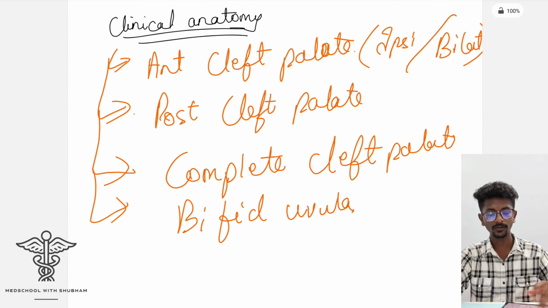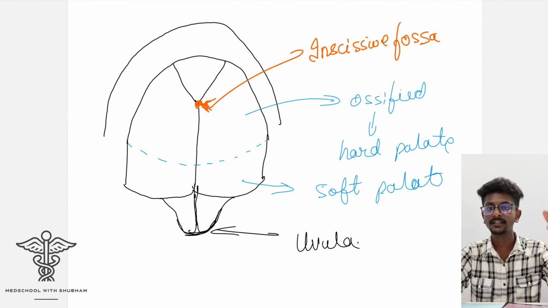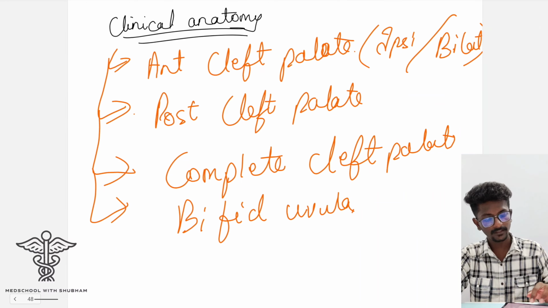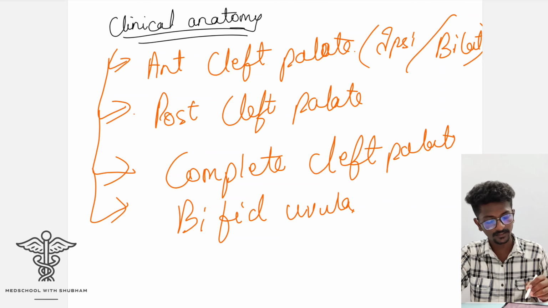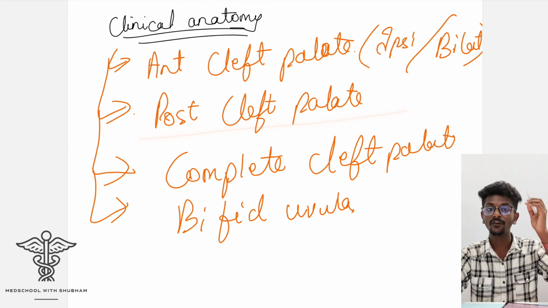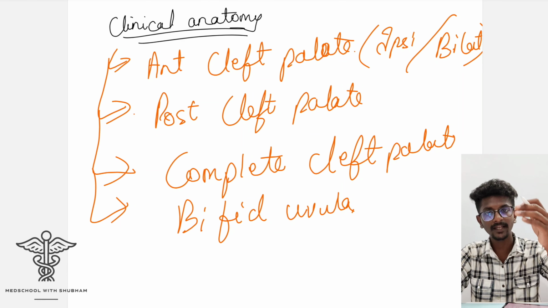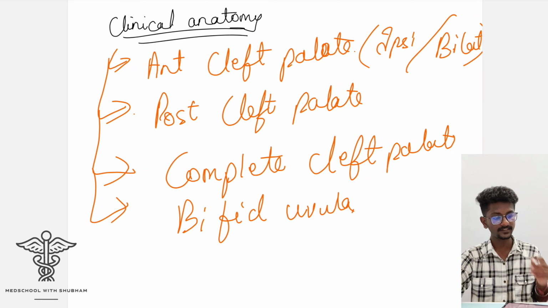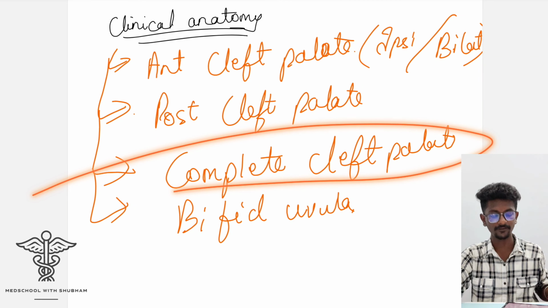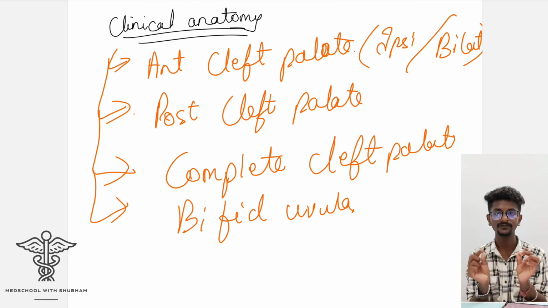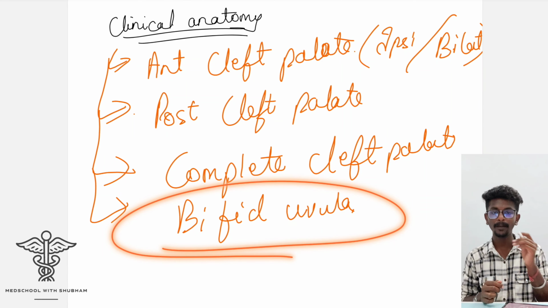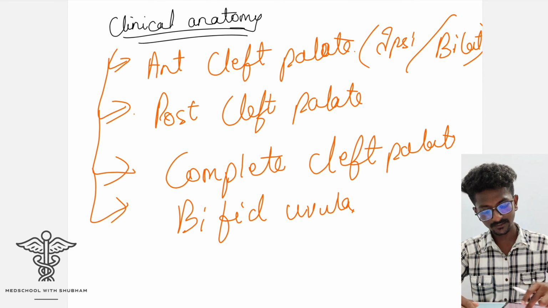Talking about the clinical anatomy, if the palatine process doesn't fuse with the premaxilla, it is called as anterior cleft palate. If both the palatine processes don't fuse with each other, it is called as posterior cleft palate. If all the three components, that is premaxilla and both the palatine processes, don't fuse with each other, it is called as complete cleft palate. And we also have, if only in the uvula part the palatine processes don't fuse with each other, it is called as the bifid uvula. I hope this is very clear to you guys.